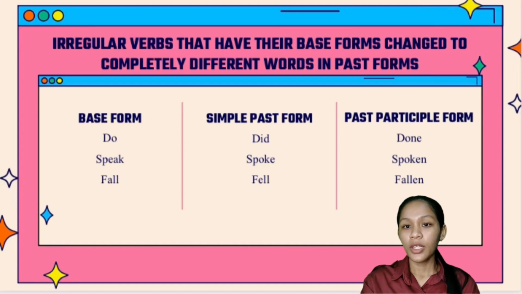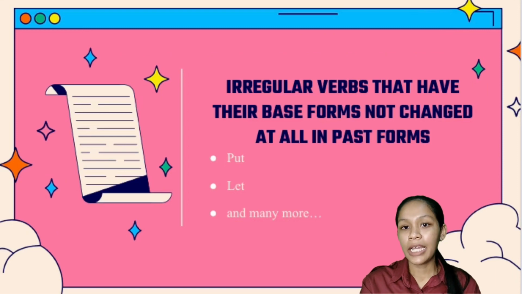Besides that, there are also irregular verbs that have their base forms not changed at all in past forms. For example, the base form put will remain the same both in simple past and past participle forms. The same also goes for the base form let.